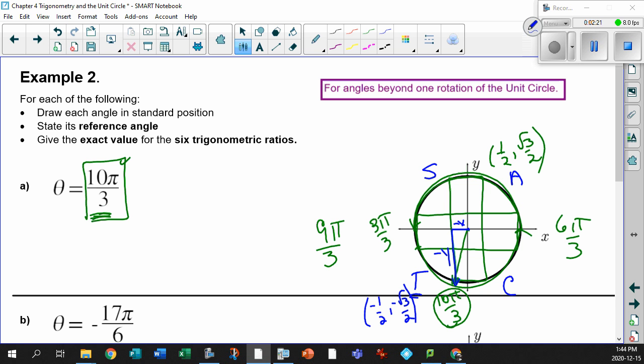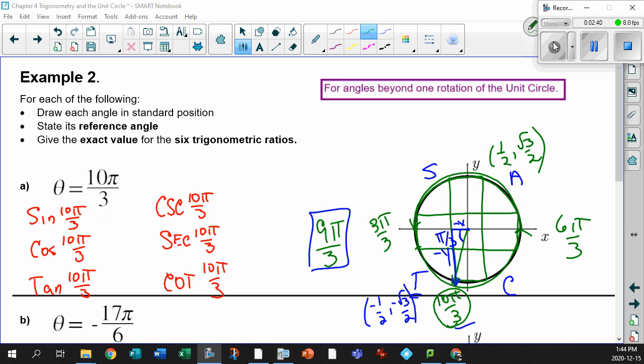So with that in mind, let's go out. We stated the reference angle. Reference angle is right here. So that's got to be, well, think about it. We went from 9 pi over 3 to 10 pi over 3. So my reference angle's got to be pi over 3, doesn't it? Now I got to do the 6 trigonometric ratios. Let's write those. There you go.